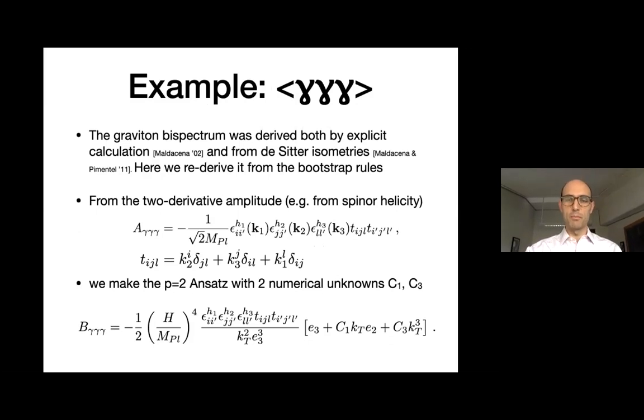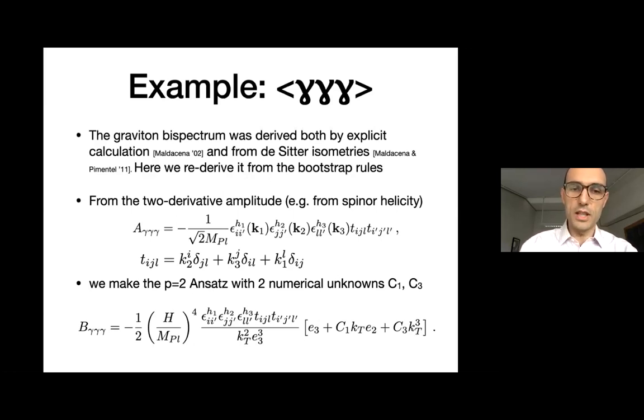Okay, sometimes an example is worth 1,000 words. The simplest example turns out to be the bispectrum of gravitons, which was originally derived by Maldacena, now almost 20 years ago, and then re-derived by Pimentel, Maldacena, and collaborators using de Sitter isometries. And here we re-derive it using these Boostless Bootstrap Rules. The starting point is the amplitude. It's a well-known three graviton amplitude.